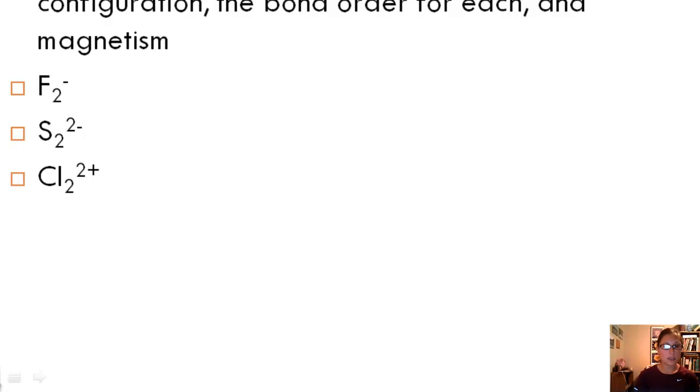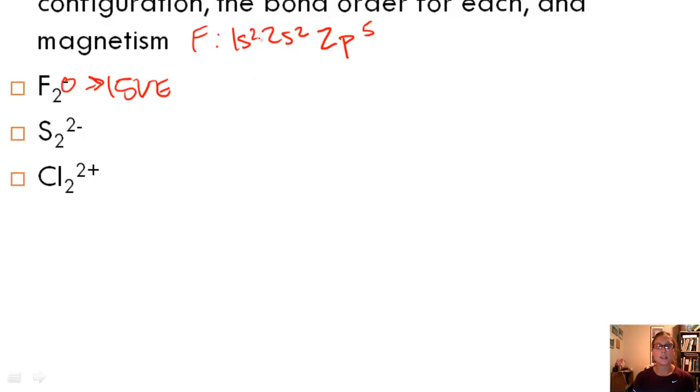Each fluorine donates 7 valence electrons plus this negative, so that's 15 valence electrons total. We want to give the electron configuration, bond order, and magnetism. For the electron configuration, we want to put it in the molecular orbital electron configuration. Let's look at each fluorine first. We have 1s2, 2s2, 2p5. And remember, 1s isn't part of this.